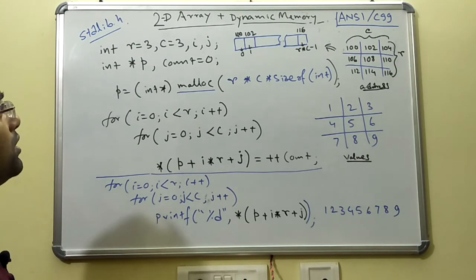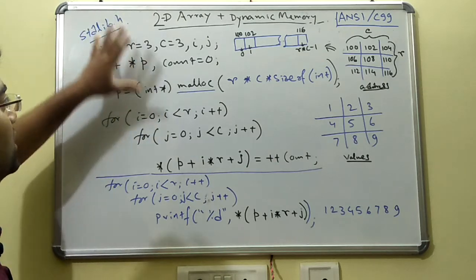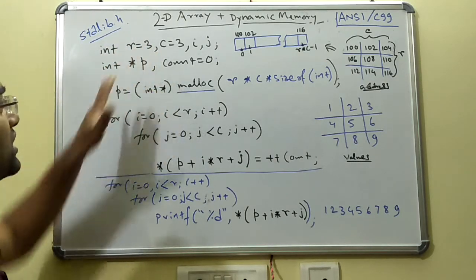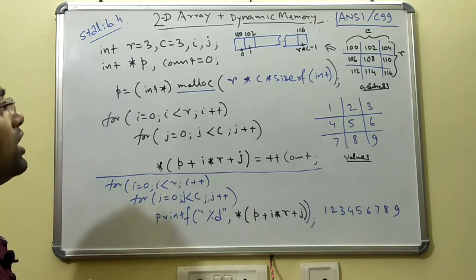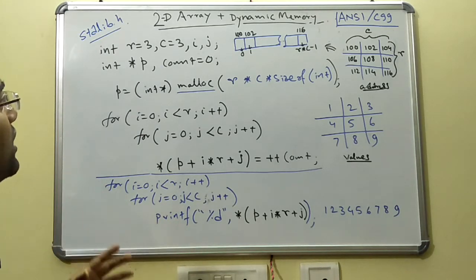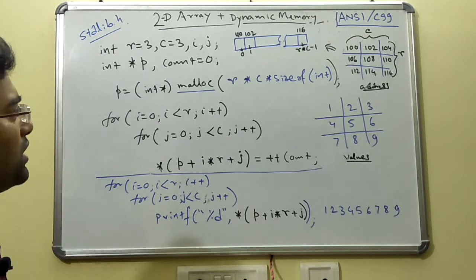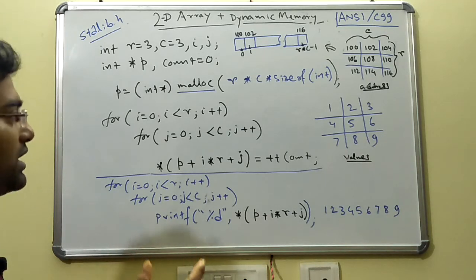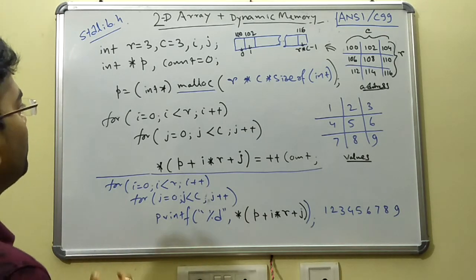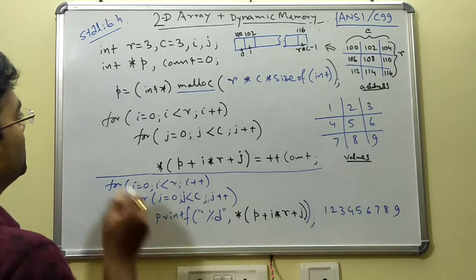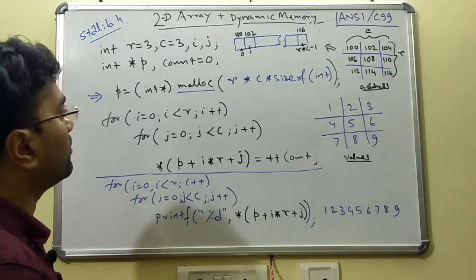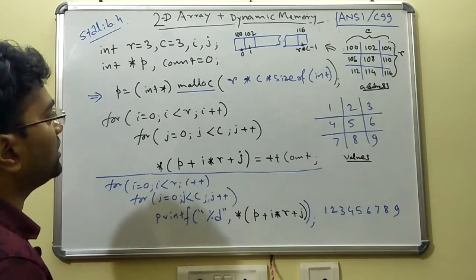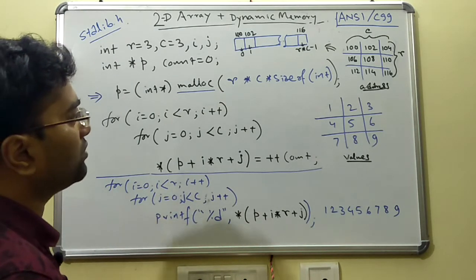We have taken a few integer variables like r, c, where r stands for row, say 3 number of rows, and c can be 3 number of columns. Then a pointer, and a count variable, just for the sake of easy assigning of values. Then p, this is very important, this whole statement, we have already discussed in the previous video. p equal to (int *) malloc(r * c * sizeof(int)).